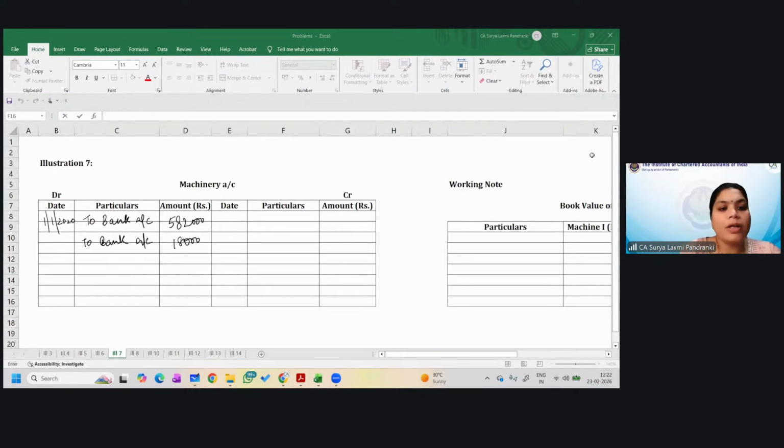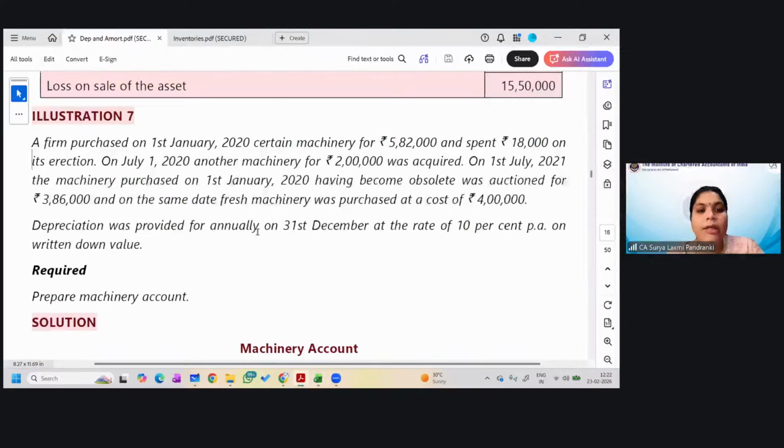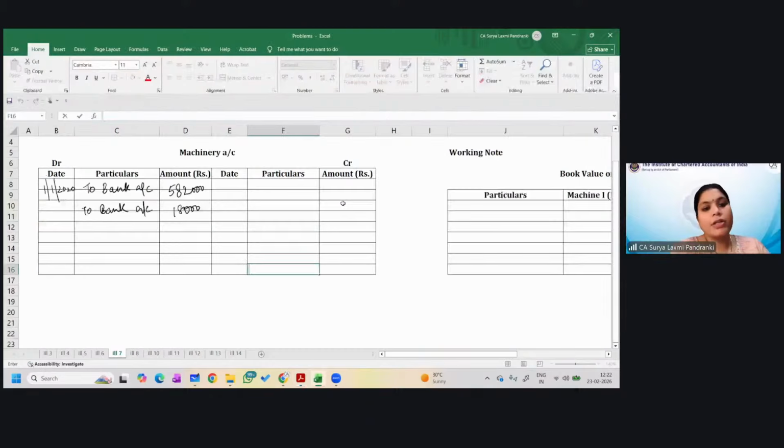Yes. And what is the next one? Yes, the total cost of the asset will be 5,82,000 plus 18,000. Right. The next one will be to provide depreciation. So it will be done on 31st December 2020 by depreciation account. What is the value of depreciation? How much will be the depreciation?